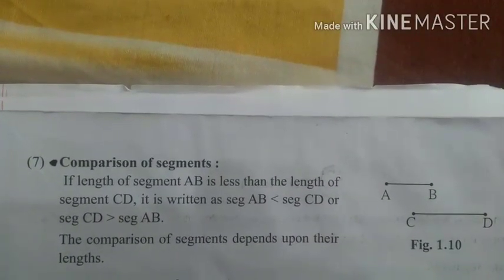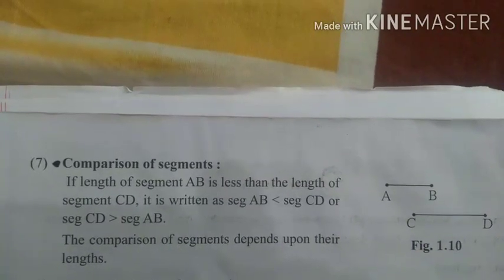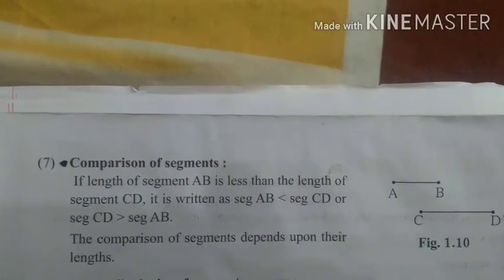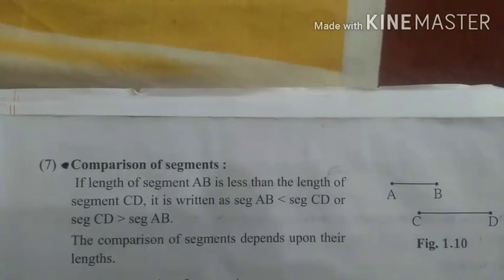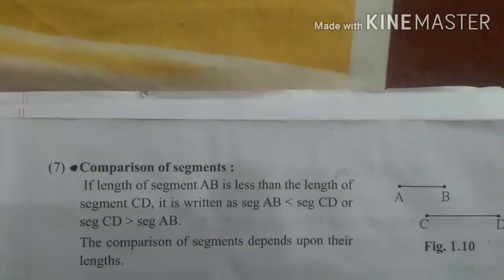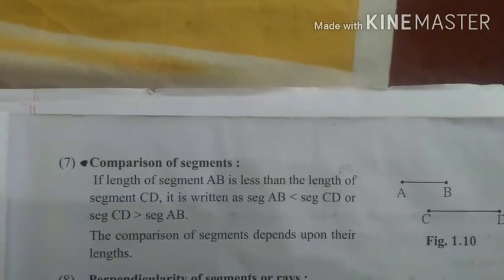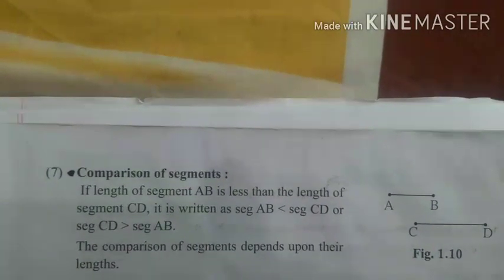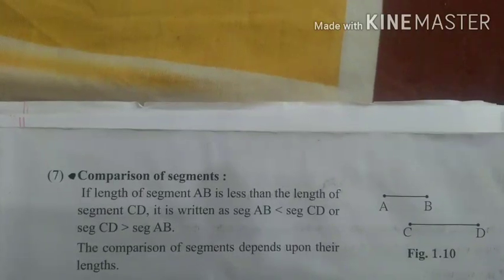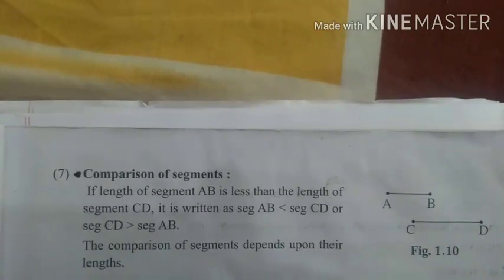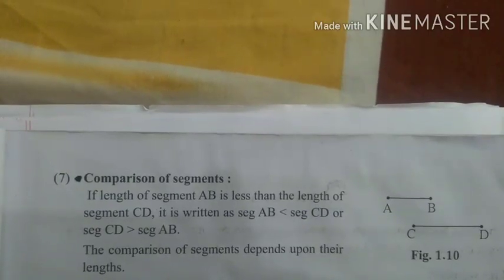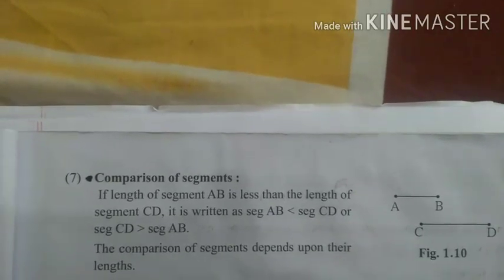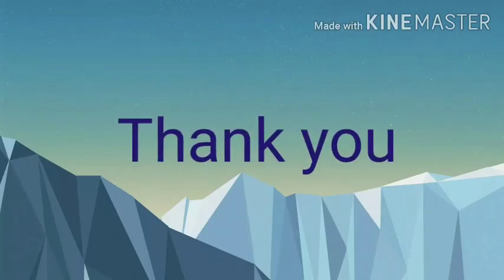Next is comparison of segments. Comparison of segments is very easy. See, if one person is tall and another one is shorter, you can easily compare, right? It is the same here. If one line segment is bigger and another line segment is smaller, you can compare the two segments and tell which one is bigger. See, segment AB and segment CD. The two segments are given to you. They depend upon their length, their measurements. Suppose AB is 2 units and CD is 4 units. So which one is bigger? CD is bigger than AB. Thank you.